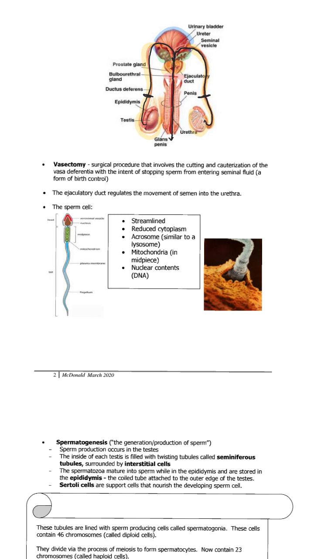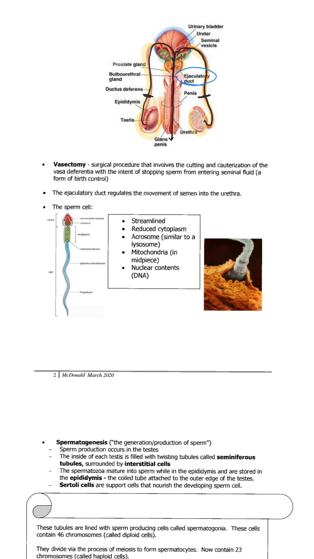There's an ejaculatory duct, which you can also see highlighted here, just inside the entrance to the prostate, and that regulates the movement of semen into the urethra. Because it's a urinogenital structure, you don't want both of them happening at the same time, so it allows for regulation.